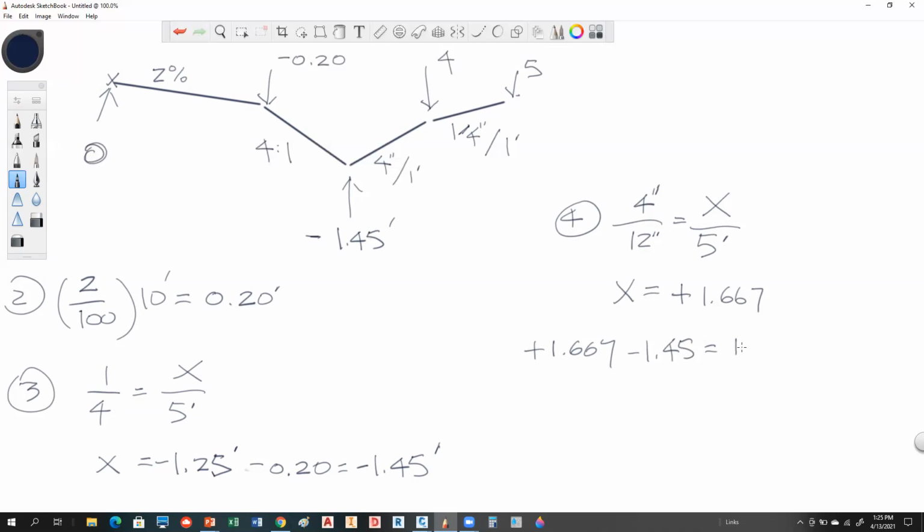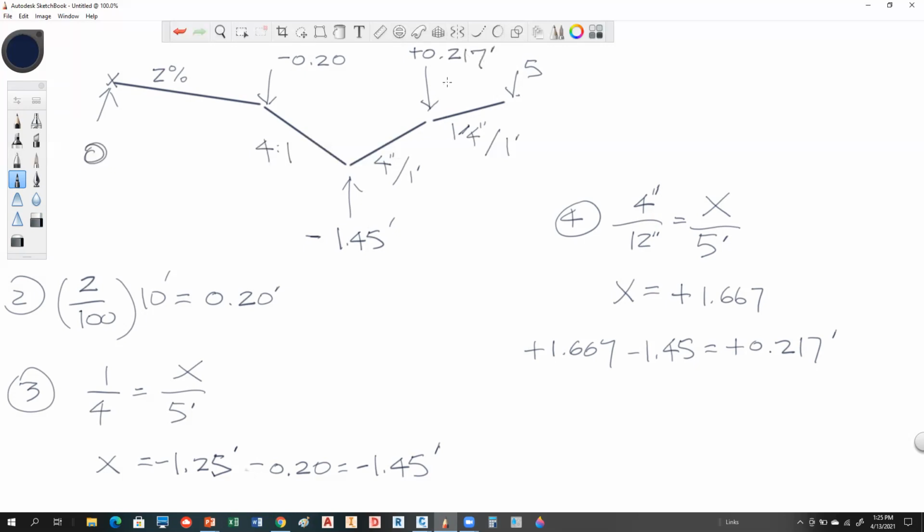So this gives me a rise of 0.217 feet. Anybody get that number? Okay, so since only one person is doing this, I'm going to assume we're all good. But we'll see how good you guys are on a quiz. All right, you got to input a little bit on this, guys, if you want to get anything out of this.